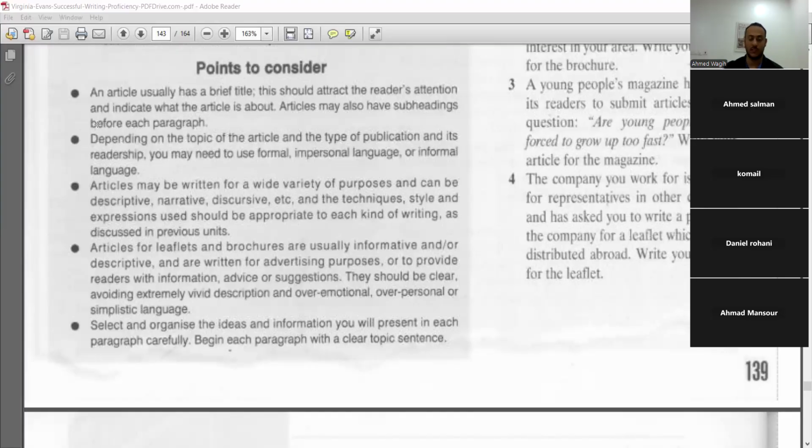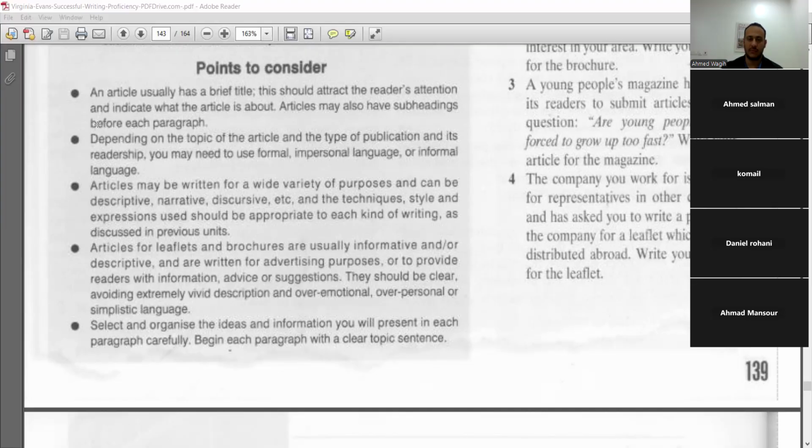So the title is really important, and I will do a class later on about titles, how to write a title, because it's really important. A correct title, because some students do not know how to write a correct title for the article. So you need a brief title, and this should attract the reader's attention and indicate what the article is about.